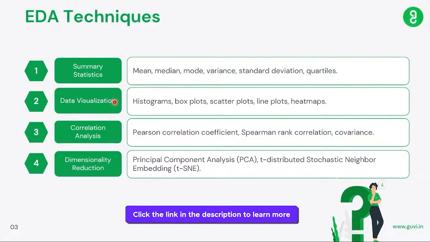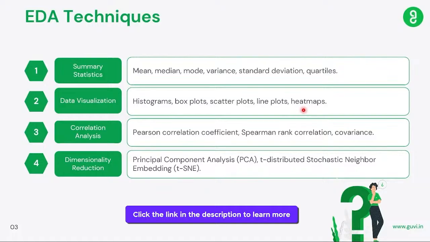Second is data visualization. So data visualization transforms raw numbers into captivating visual narratives, enabling us to perceive patterns, trends, and relationships that may remain hidden in tabular form. Now, techniques such as histogram, box plot, scatter plot, and heat map, the four important techniques, offer a visual canvas upon which the data distribution, relationships, and patterns are painted.